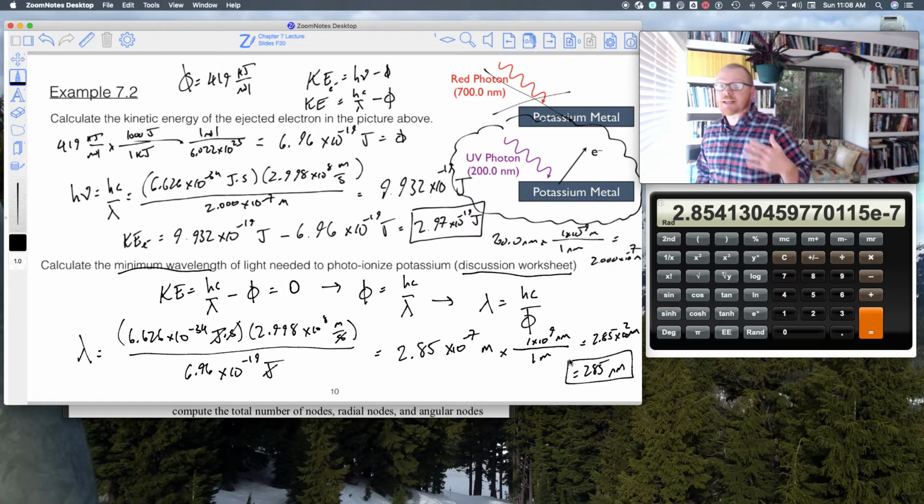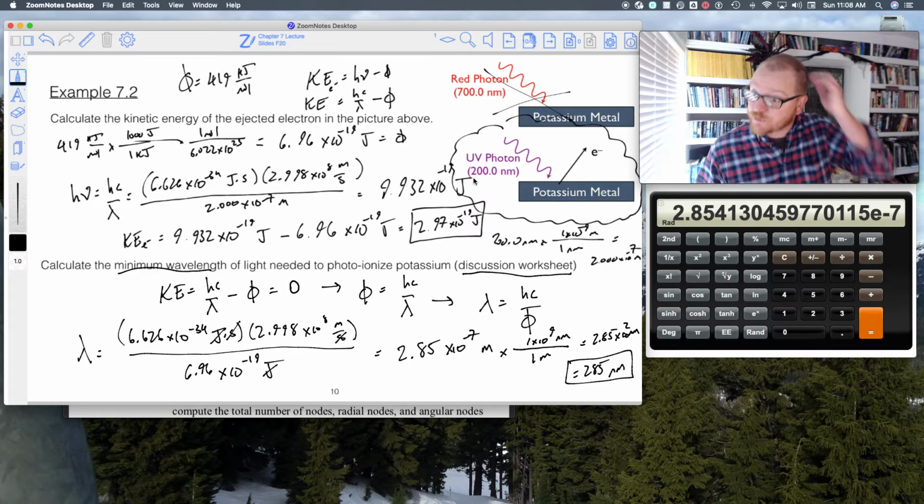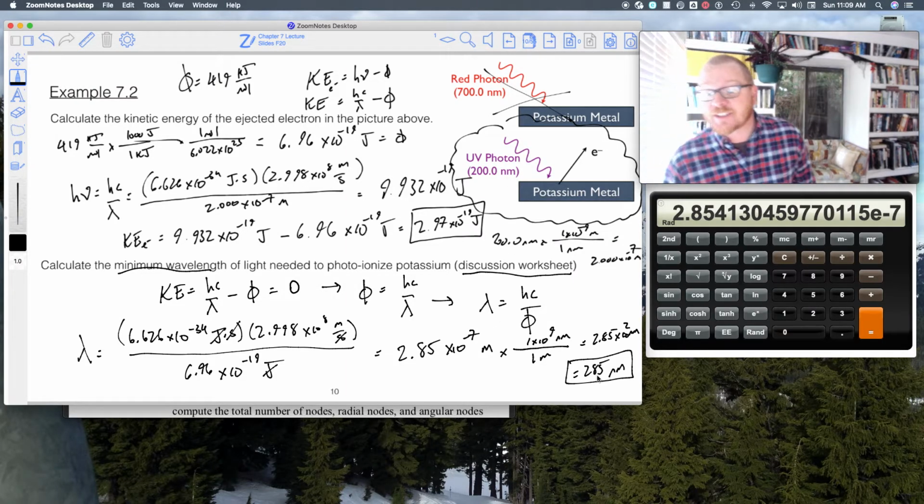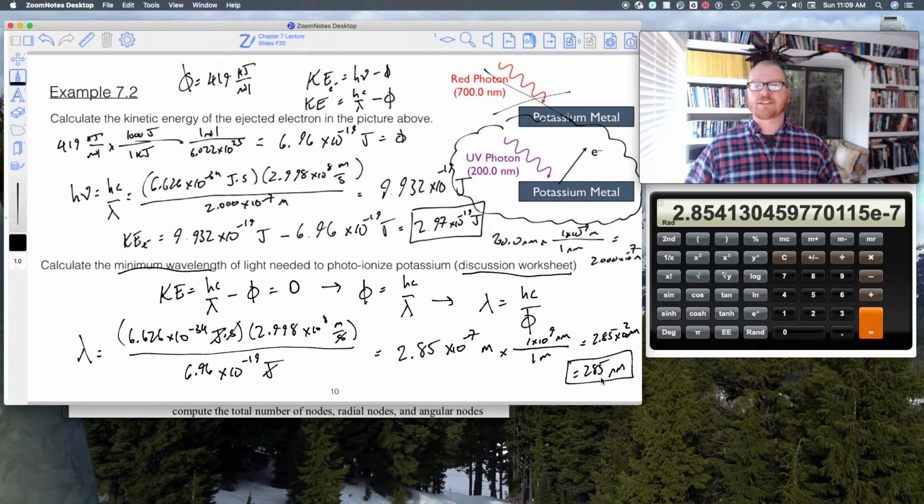And that makes good sense because look, when we used a 200 nanometer photon, which remember, 200 nanometers is more energetic than 285. I know the number is smaller, but we have to remember that because it's a small wavelength, it's a big energy. So this 285 is just slightly bigger in wavelength, which means it's just slightly less energy than 200, and that makes good sense that this 285 nanometers represents a minimum. So if I shined 286 nanometer light on potassium metal, it would not photoionize it.